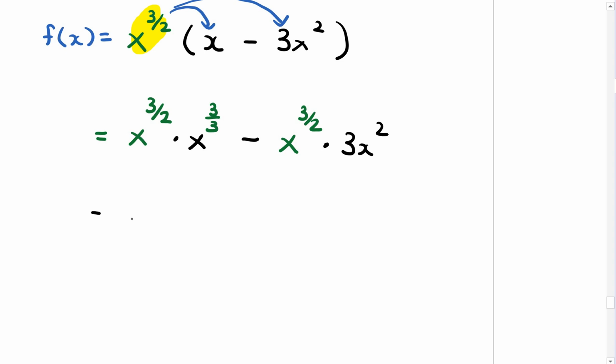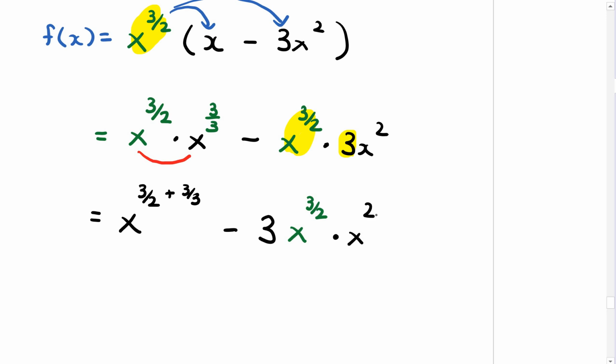All right, let's go ahead and do this now. So if I'm multiplying with the same bases, that's the same thing as adding the powers. So 3 over 2 plus 3 over 3 minus, okay, how can we simplify this next part? Well, there's a 3 there, so let me park that 3 in front. And then I have x to the power 3 over 2, and then multiplying that by x squared. Okay.